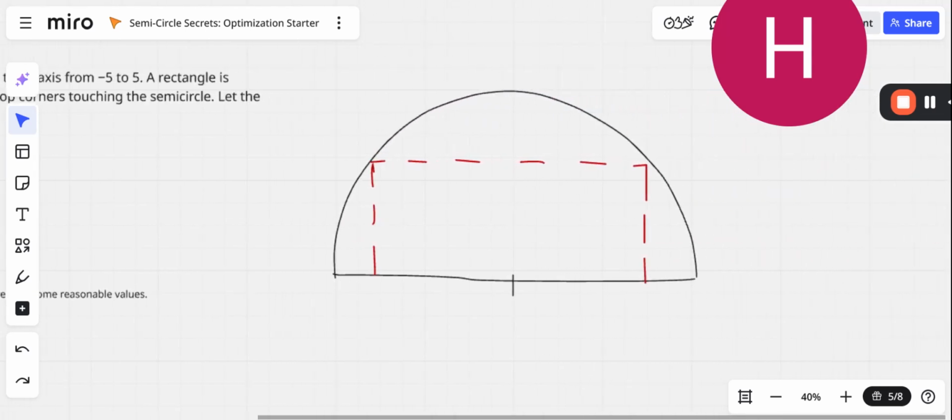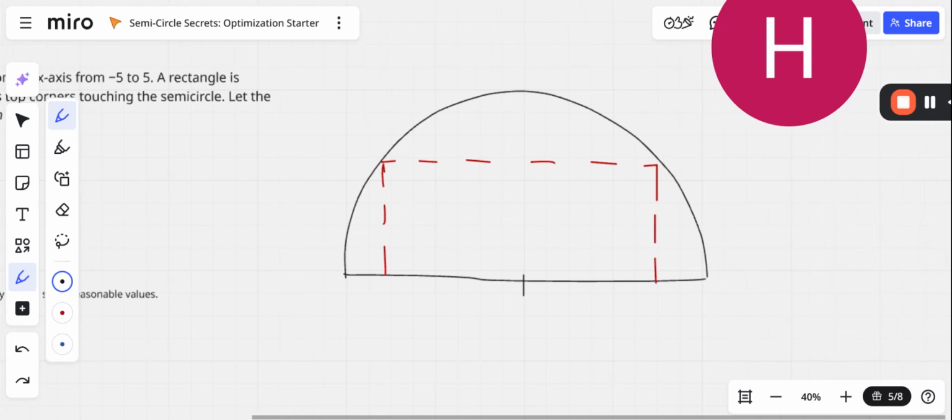Here is our semicircle. That's the best semicircle I can draw. It's actually not too bad. And I've sort of sketched a rectangle in here. I think I should mark this x-axis appropriately. So let's say this is 0, where the center of the circle would be at. This would be our 5, and this would be our -5.